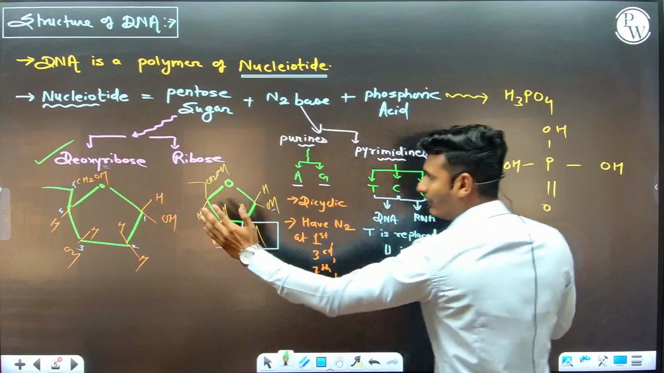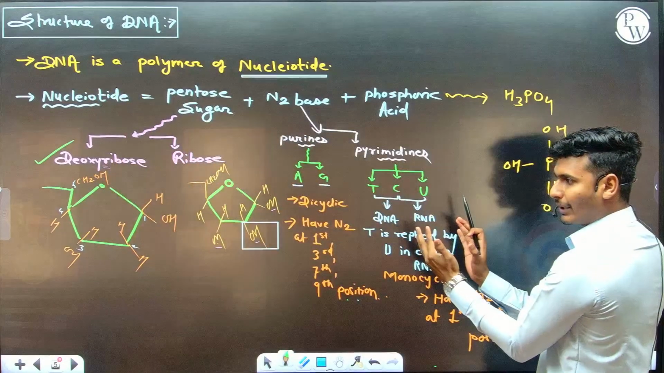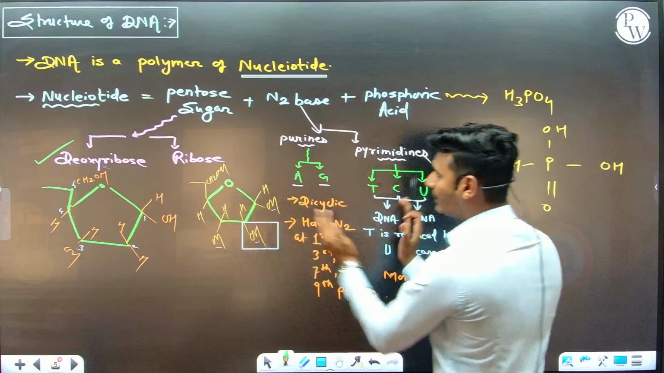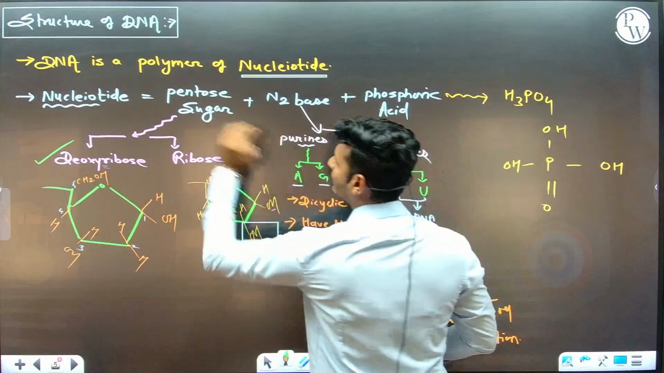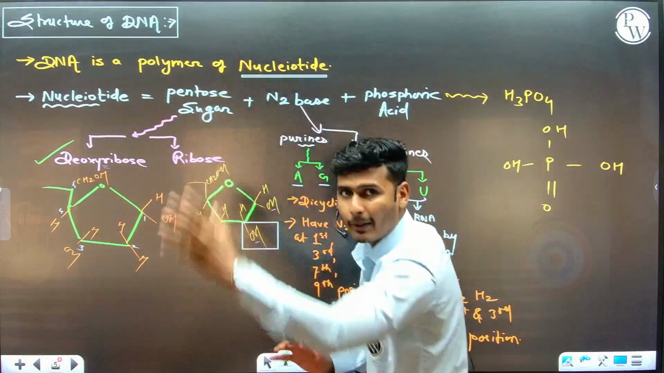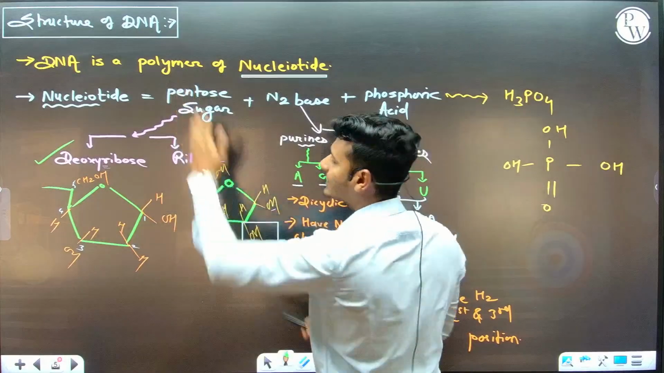So first of all, we have to assemble those 3 components. Then after, with the help of these 3 components, we are going to manufacture the nucleotide. With the help of long nucleotide, we are going to synthesize the DNA.